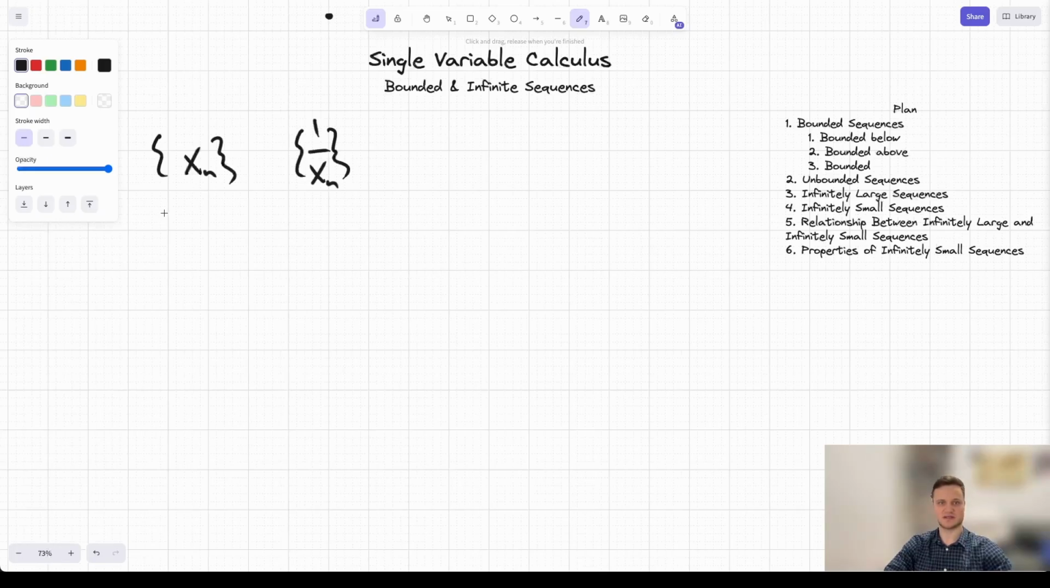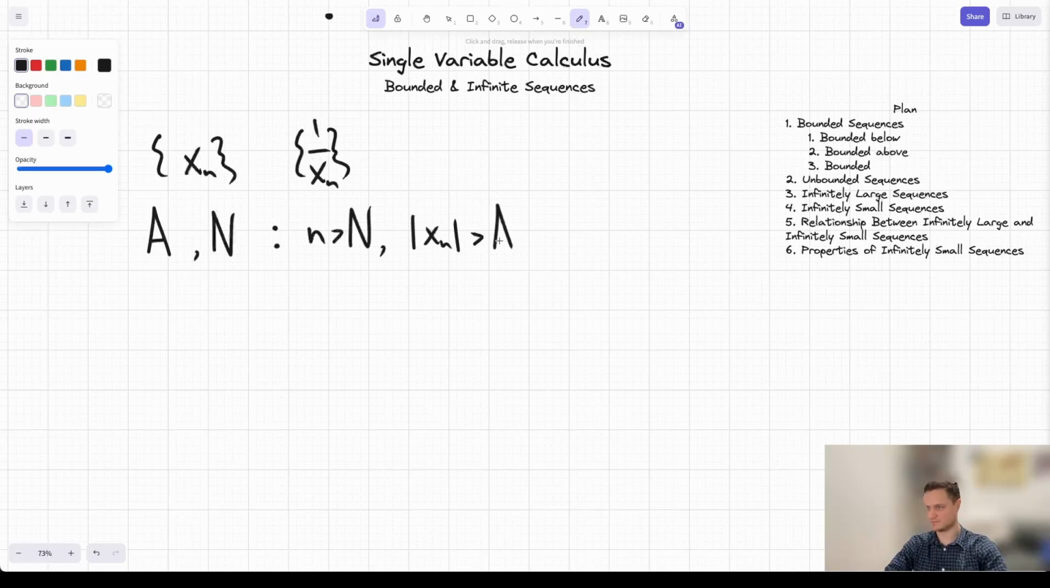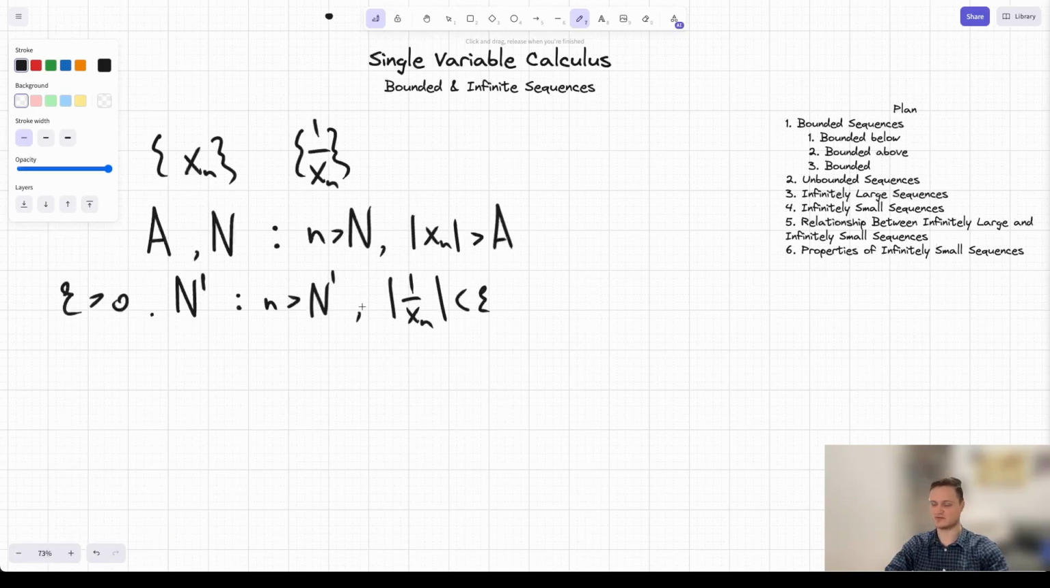Since x_n is infinitely large, then for any positive number a, there is such n large, such that for all indices after it, this inequality holds. This is by definition. Now let epsilon, positive epsilon, be given. We need to show that there exists some n prime such that for all indices after n prime, this inequality holds. And this is again by the definition of infinitely small sequence. This is what we have.